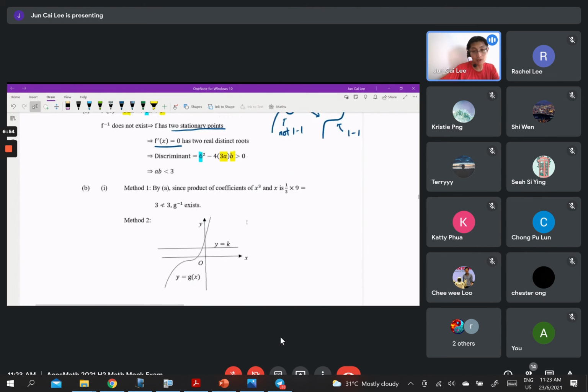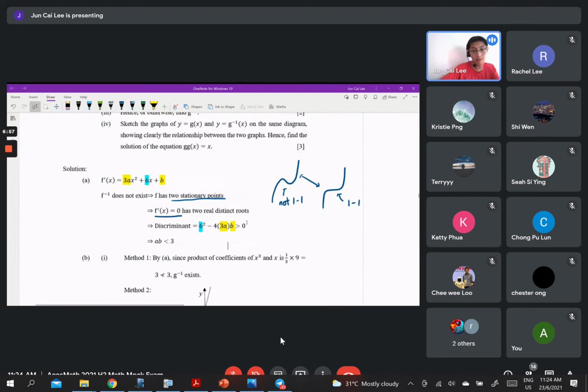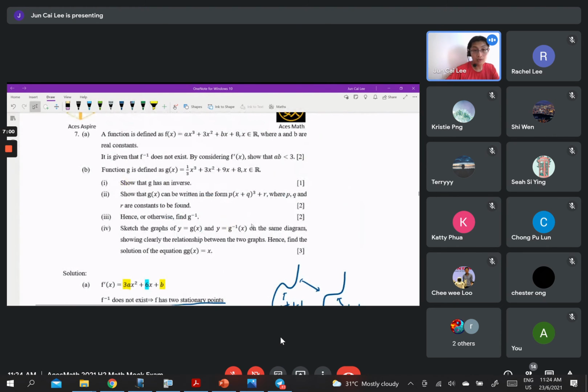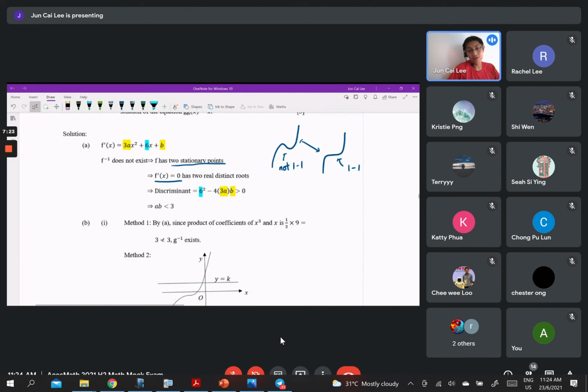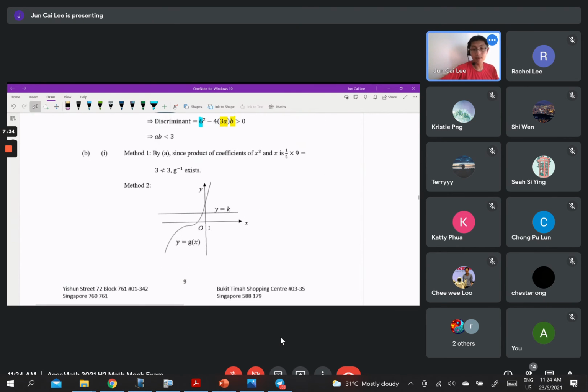Alternatively, you can make use of the conditions given by part A. Just to reiterate, part A says that the product of A and B, which is the coefficient of x and the coefficient of x cubed, if the inverse function doesn't exist, then this product will be less than 3. But now I've shown you that the product of these two gives you a value that is 3. So by the logic, the inverse function actually exists. Method 1 is a bit harder to see, but I would say method 2 is more natural and easier to use. Either way, you can show it this way.